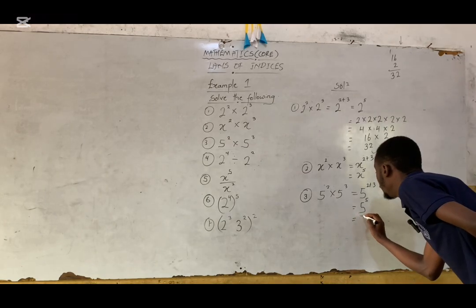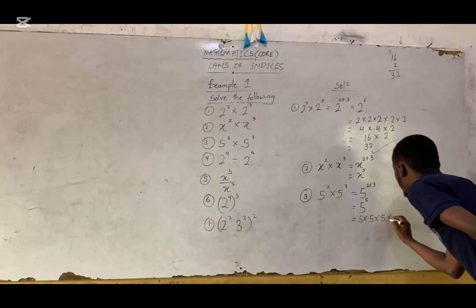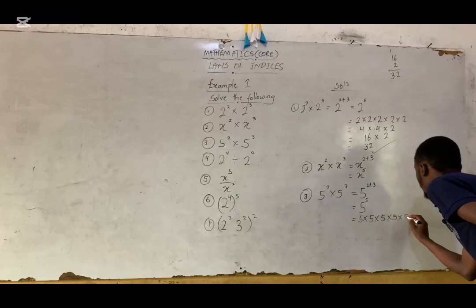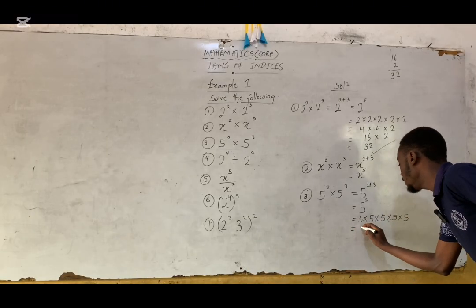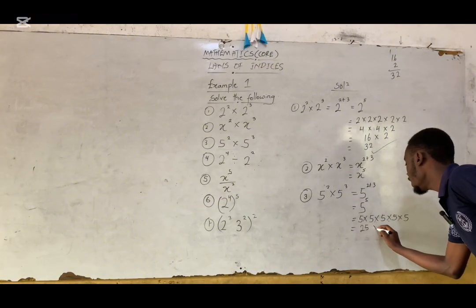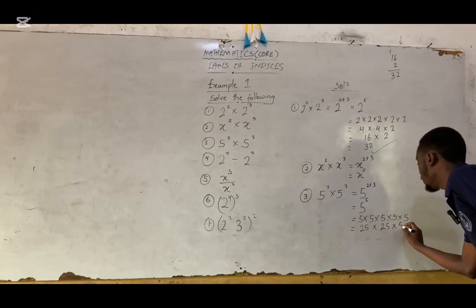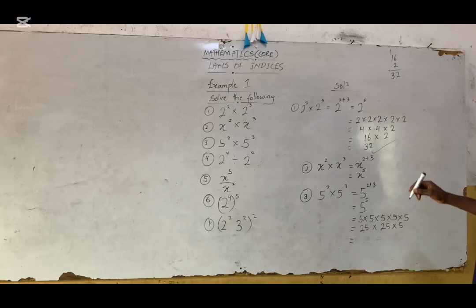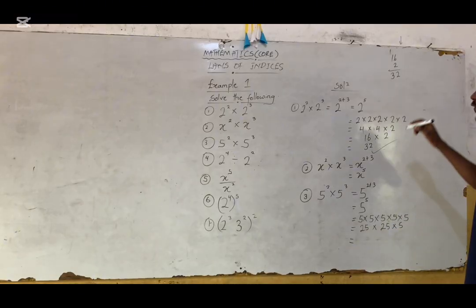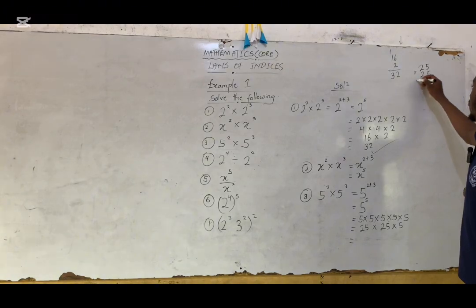So we have 5 times 5 times 5 times 5 times 5. Are we okay? So 5 times 5 gives us 25, times 5 times 5 gives us 25 times 5. Alright? Now let's multiply 25 by 5. Sorry, 25 by 25. So we have 25 by 25.